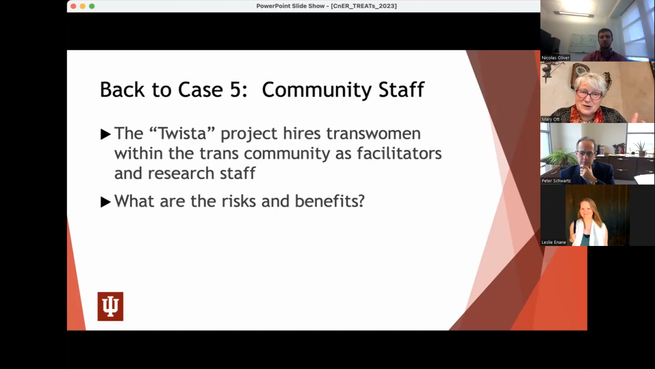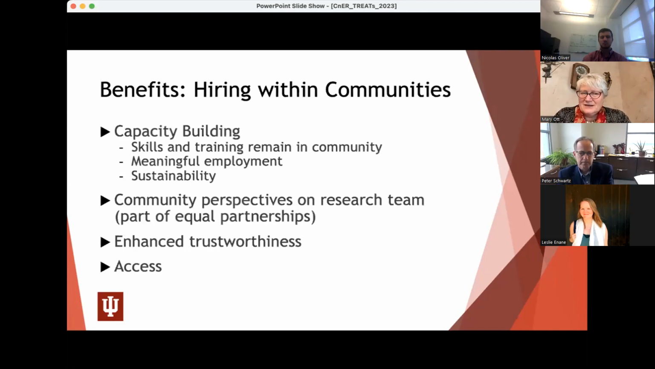So back to the prior case, the TWISTA project, the HIV prevention intervention for trans female youth, hired trans women as facilitators and research staff. And then thinking about risks and benefits, particularly around confidentiality and privacy, the benefits are really clear.